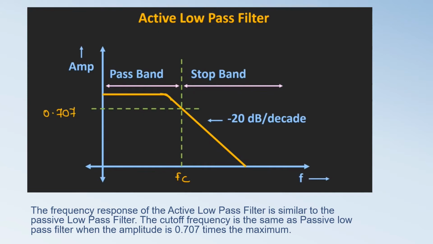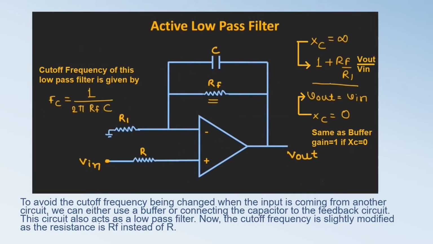As we see, after the cutoff frequency, the response is limited by the gain characteristic of the op-amp, so the amplitude starts to decrease. When the input is coming from another circuit, we can either use a buffer or we can connect the capacitor to the feedback circuit in order to avoid the cutoff frequency being changed. Now, as we can see, this circuit also acts as a low-pass filter. The cutoff frequency is slightly modified as the resistance used in the cutoff frequency formula is Rf instead of R.